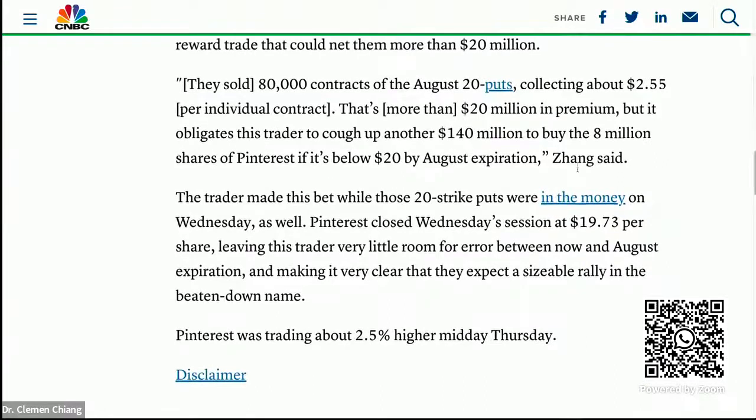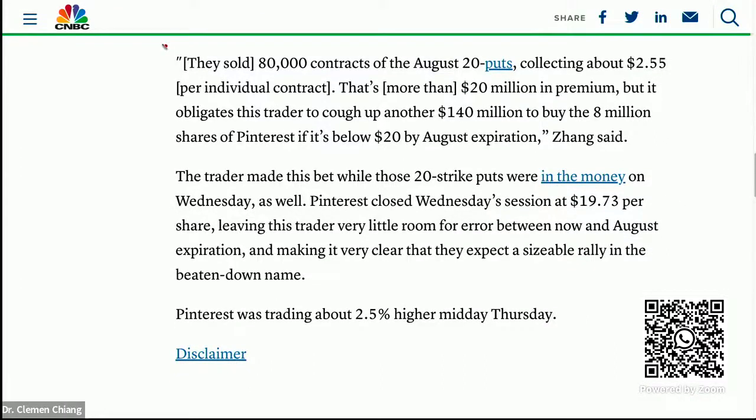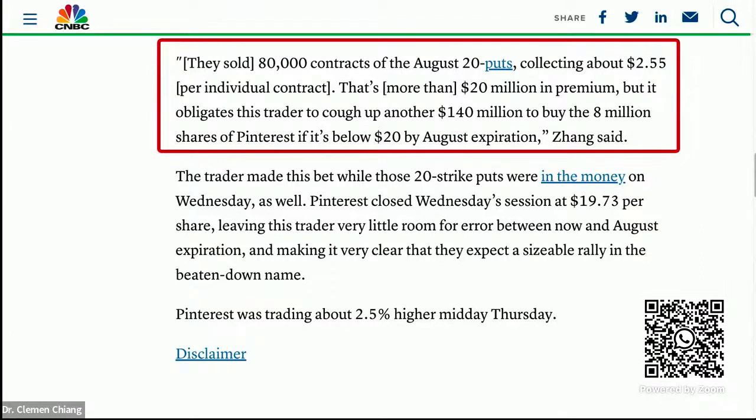He spotted this particular position, of someone who went in to sell 80,000 contracts of the August 20 strike, August expiration puts, collecting about 2.55 per individual contract. That is the value of the contract, which we call premium. That's more than 20 million in premium, but it obligates this trader to cough up another 140 million to buy the 8 million shares of Pinterest if it's below the $20 strike by August expiration.